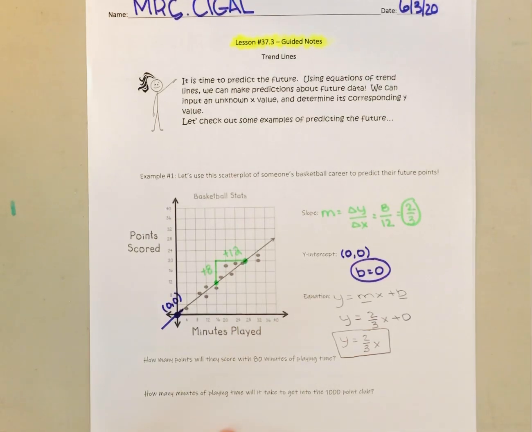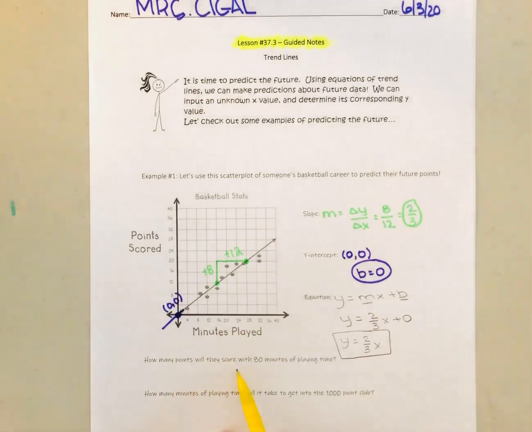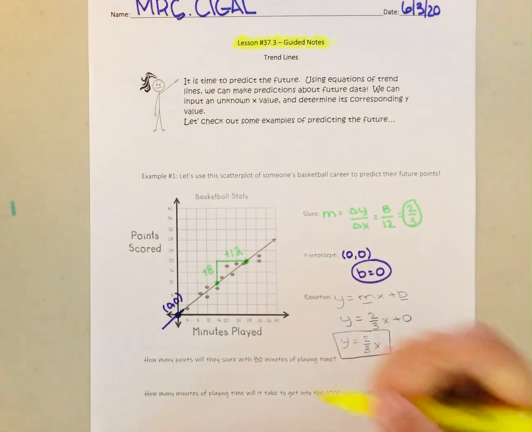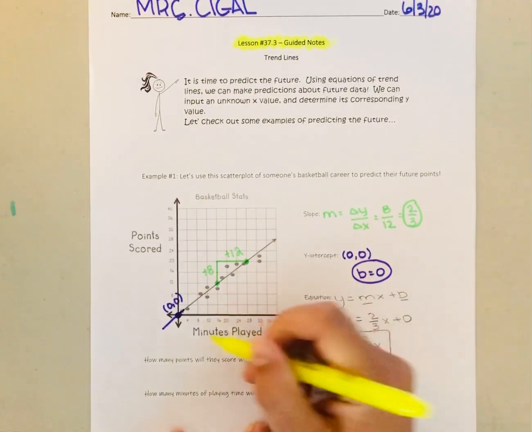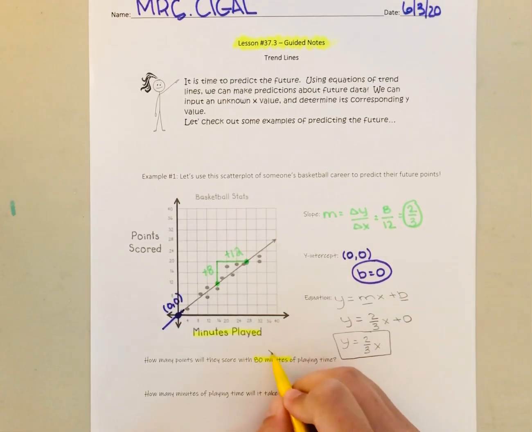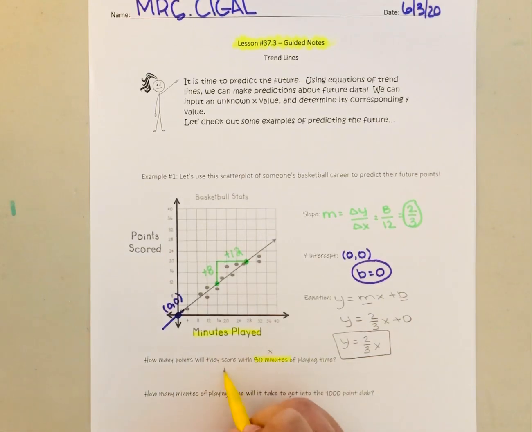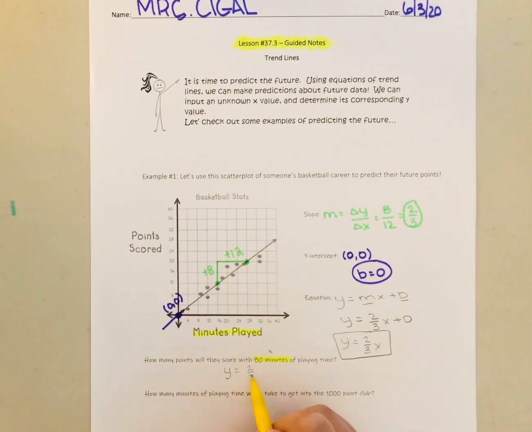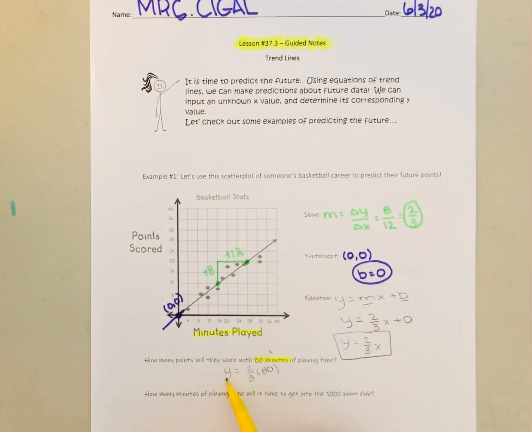So now we're ready for the questions. It says, how many points will they score with 80 minutes of playing time? Now keep in mind, minutes, this is our x value, right? There's our x value. So 80 minutes played, we're going to input for x. So I have y equals 2/3 times 80. I want to know what my y value is. I want to know the score after they play 80 minutes. We're going to multiply this out. You can use a calculator or you can just do it in your head. I decided to do 80 times 2 is 160 and I divided that by 3.